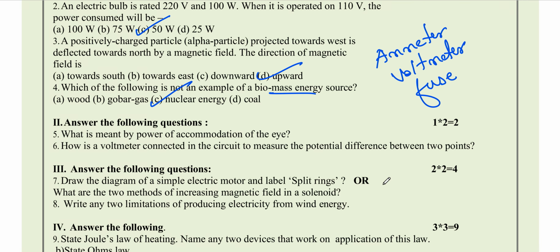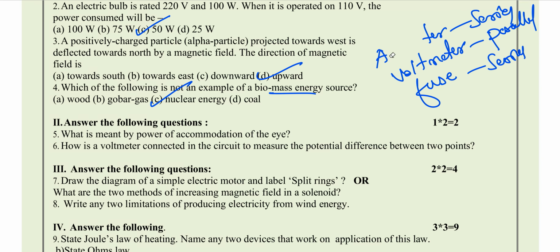How is the ammeter connected? In series. How is the voltmeter connected? In parallel. How is the fuse connected? In series. Ammeter also in series, fuse also in series, but voltmeter in parallel. Don't forget this. Ammeter is connected in series. So how in series? Can you please briefly explain it to me? I am a bit confused with that part.